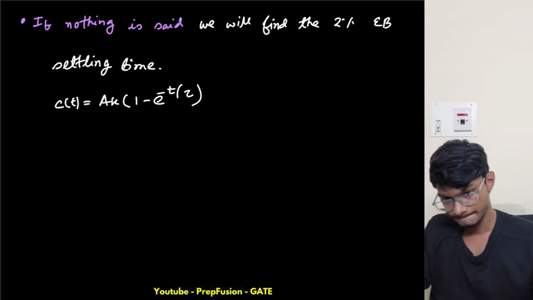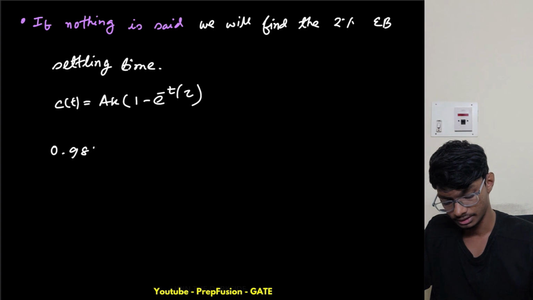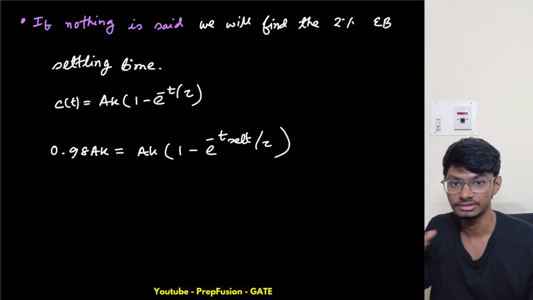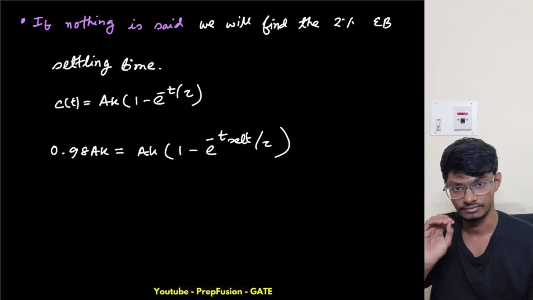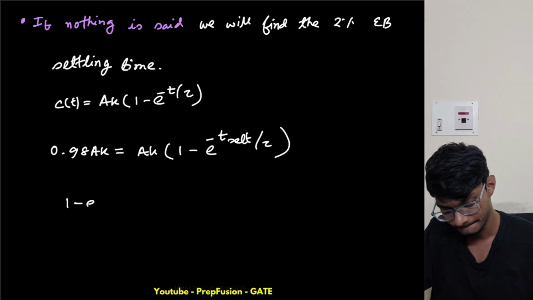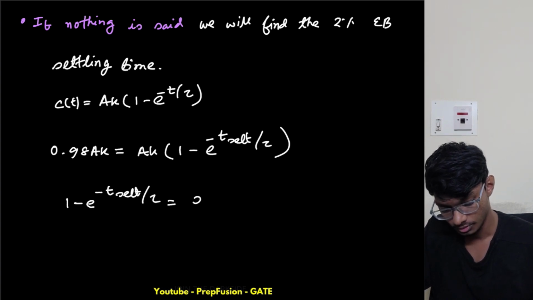So this will be 0.98 times A K, that is the steady state value, which equals A K into 1 minus e raised to minus t settling. So this is for the 2% error band, right? Himanshu has already taught you that the t settling is 4 tau, right? 4 tau. So this will be 1 minus e raised to minus t settling by tau equals 0.98.